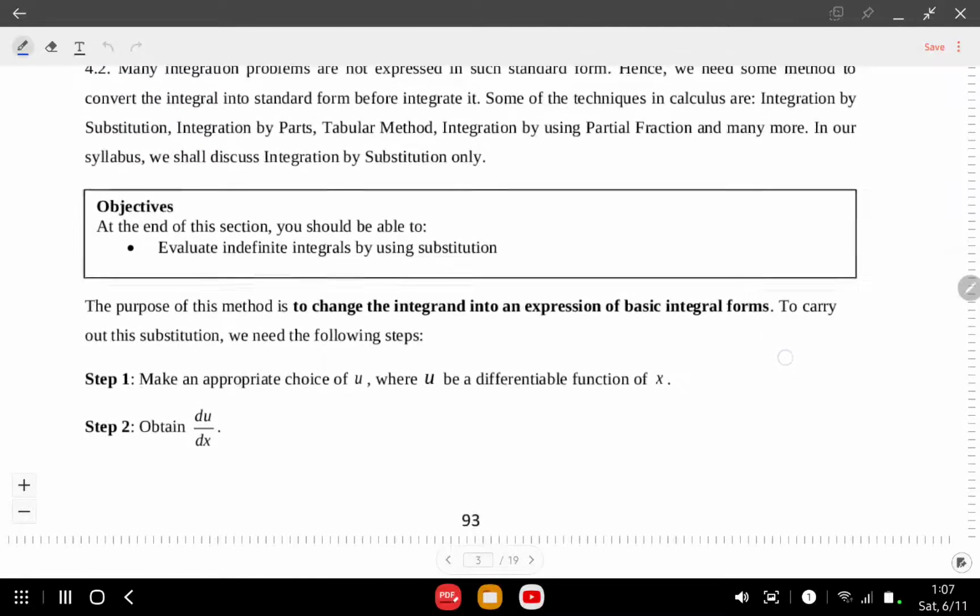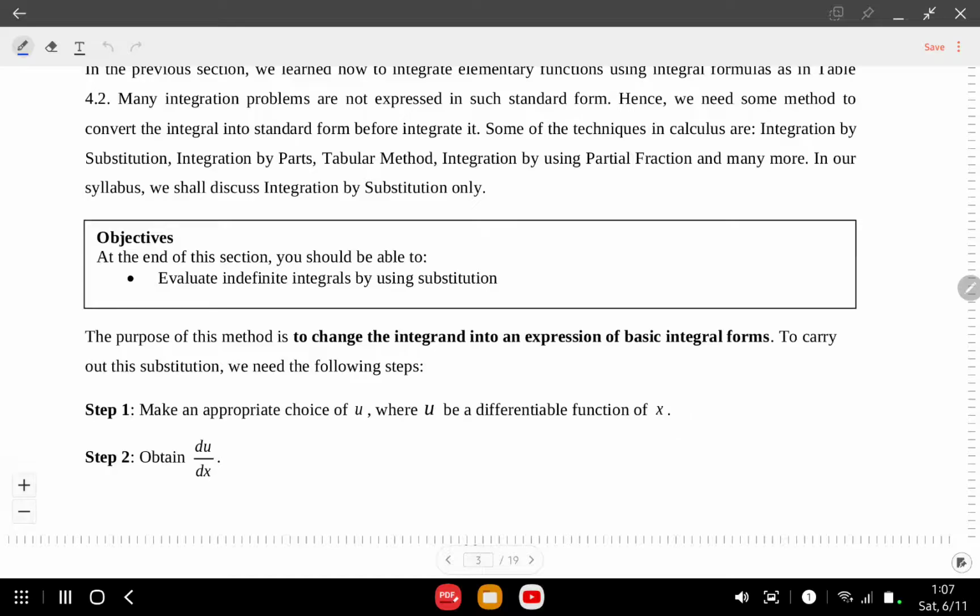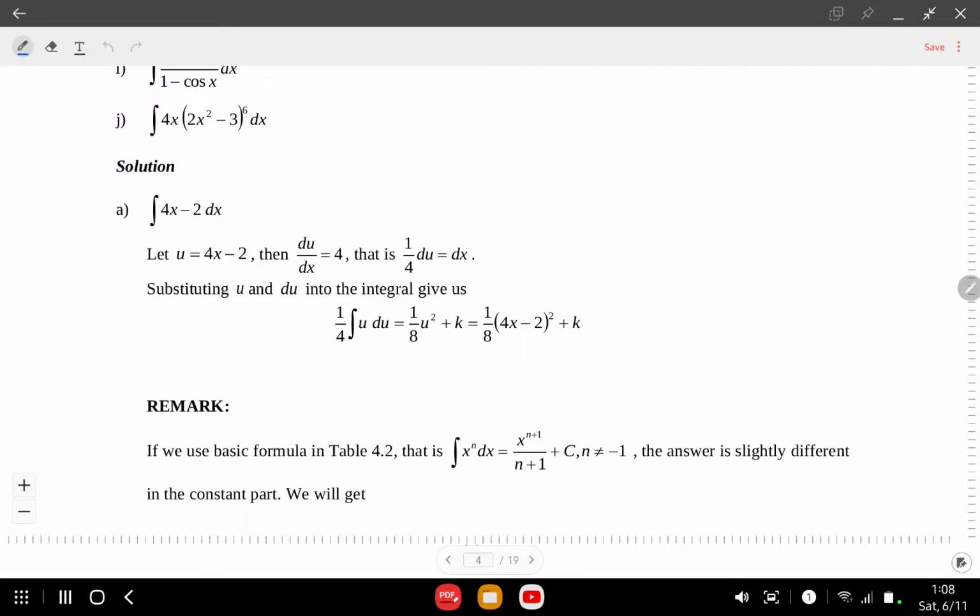So in this method we are going to carry out these steps. The first step is we need to make an appropriate choice of u. You need to choose what is your u, where u is a differentiable function of x. And then when you have chosen your u, you need to differentiate your function u, so you'll get du over dx. That's what we are going to do in step 2, and then continue with step 3.